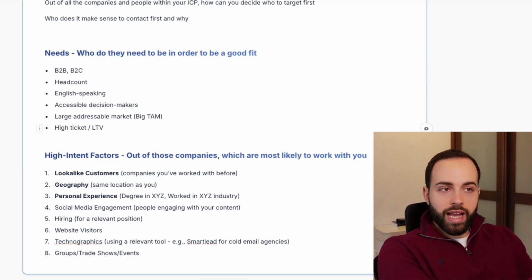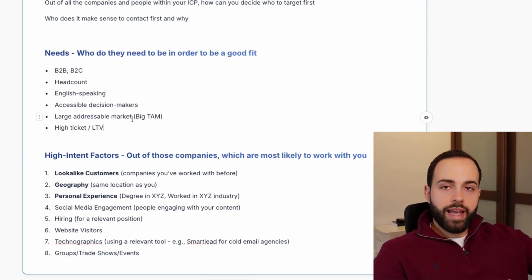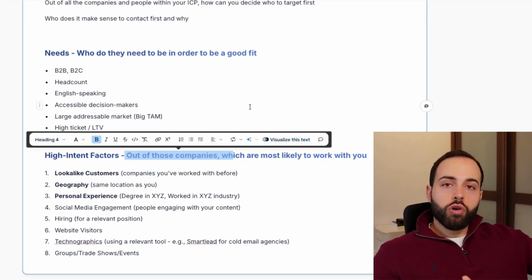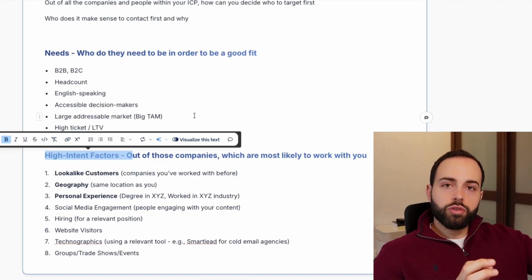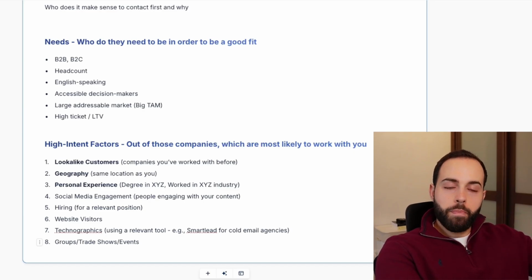Now, once we filter it down to the companies that do meet this criteria, the next thing we need to do is figure out the high intent factors. So out of those companies that meet our non-negotiables, which are most likely to work with us? And this is where you get the edge over your competition, because most people are going to figure out their ICP, figure out what those companies need to have, and start reaching out to everyone with no strategy. The strategy is figuring out those high intent factors in those markets where you have an edge. So there are 8 ways you can have an edge over your competition, where you can reach out to markets that make you the better choice and the more obvious choice over your competition.